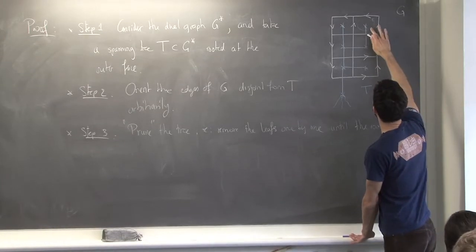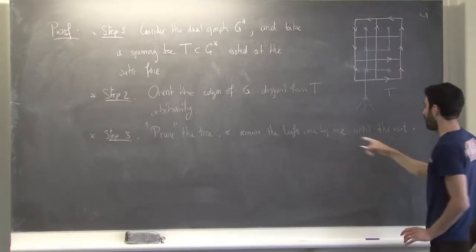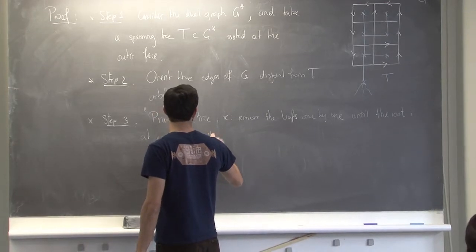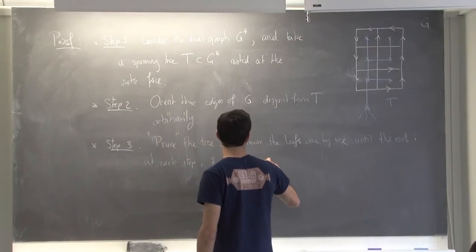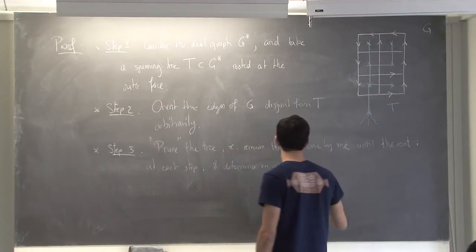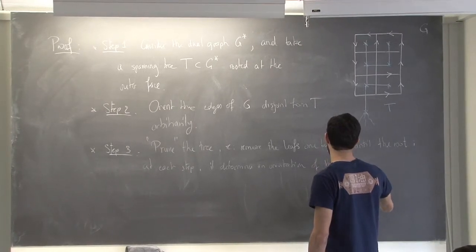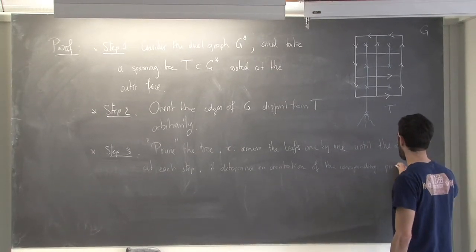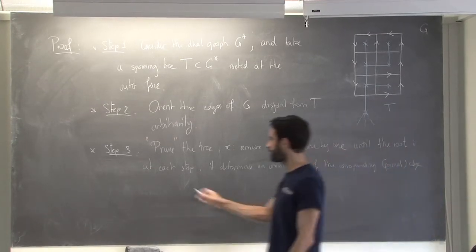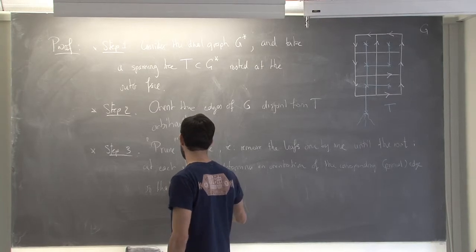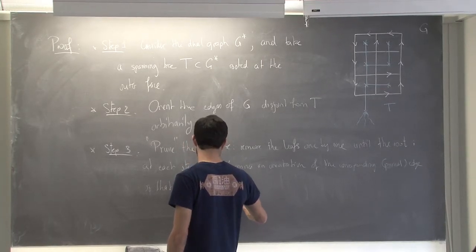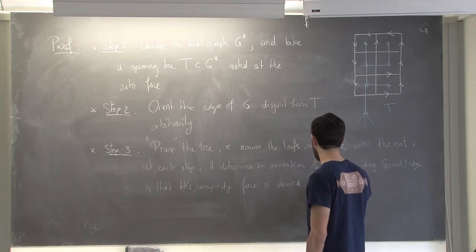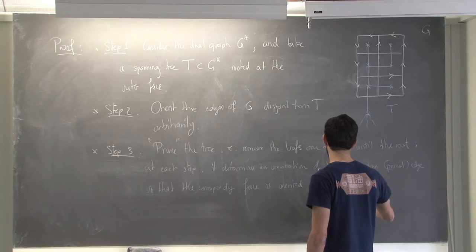So I will not draw any more things on this drawing, but until the root, at each step, it determines an orientation of the corresponding edge, primal edge, right? Not dual edge, but primal edge, so that the corresponding face, the face corresponding to the leaf that you're pruning, is oriented the way we want. Is oriented with an omega of the f odd.